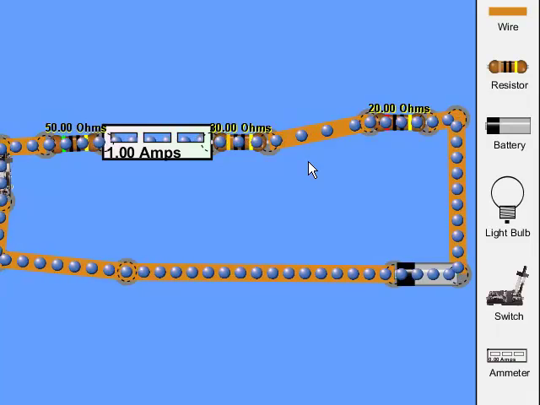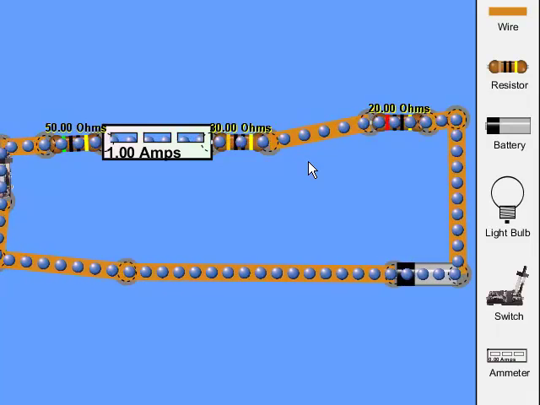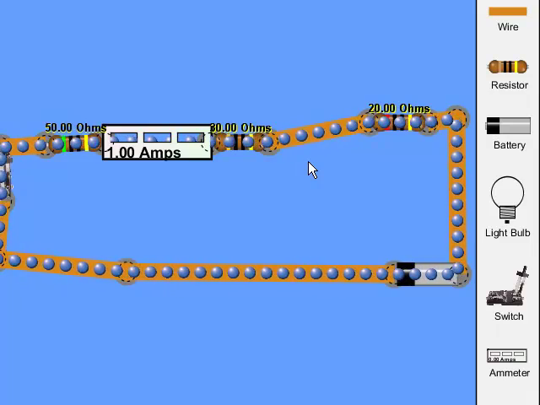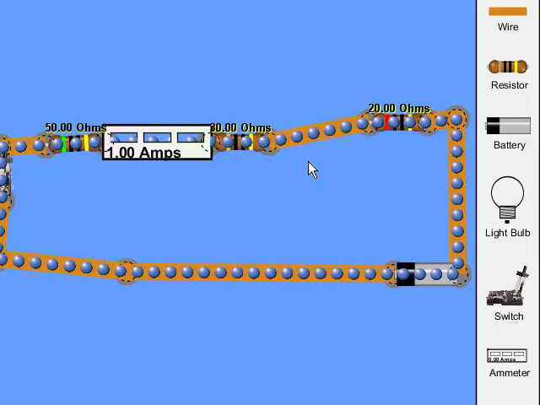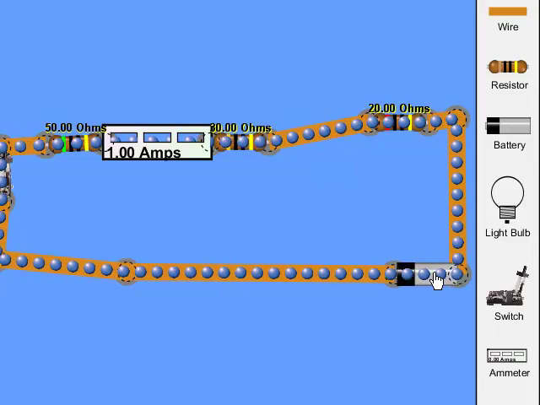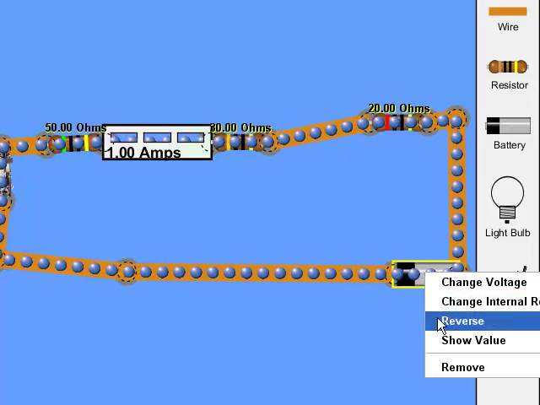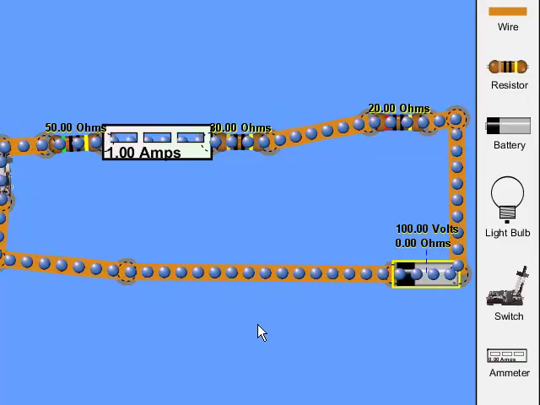Alright, and we already see the result here, one of the results. The current is 1 amp, and that also means that the power being consumed is 100 watts. 1 amp times 100 volts, which is 100 watts, and just show the value here.